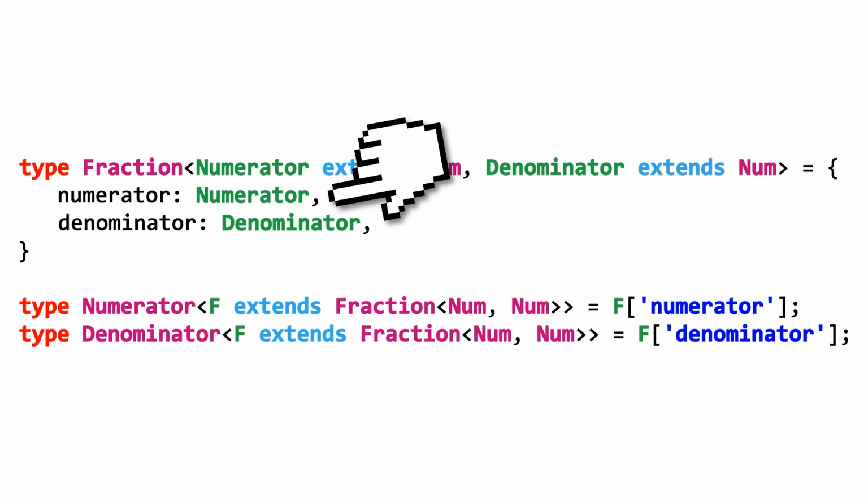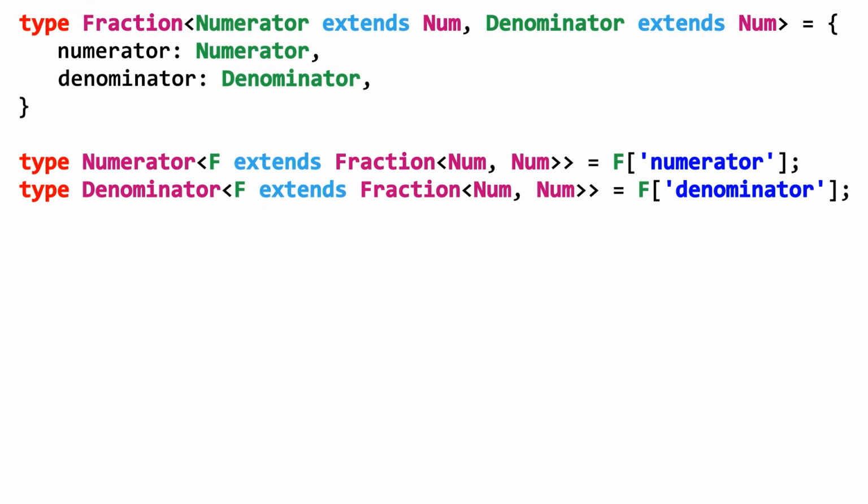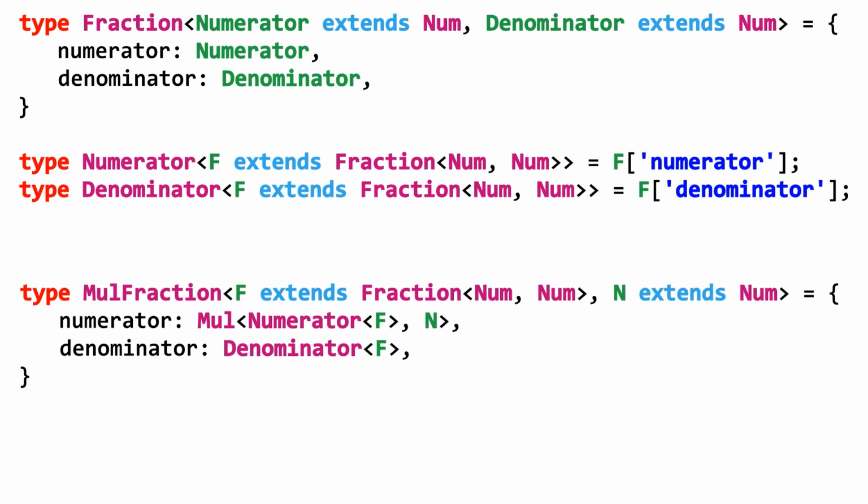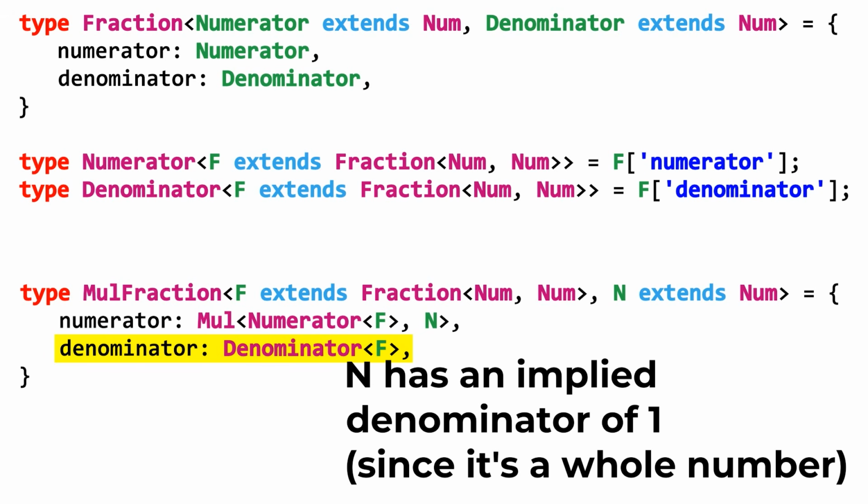A fraction is just a type that holds two numbers, a numerator and a denominator. When we multiply a fraction by n, we multiply a natural number by a fraction. So our multiply function can just return a fraction with the product of n and the numerator as the new numerator, and keeping the old denominator, because if we're multiplying a fraction by a natural number, the denominator is always just going to be multiplied by 1.